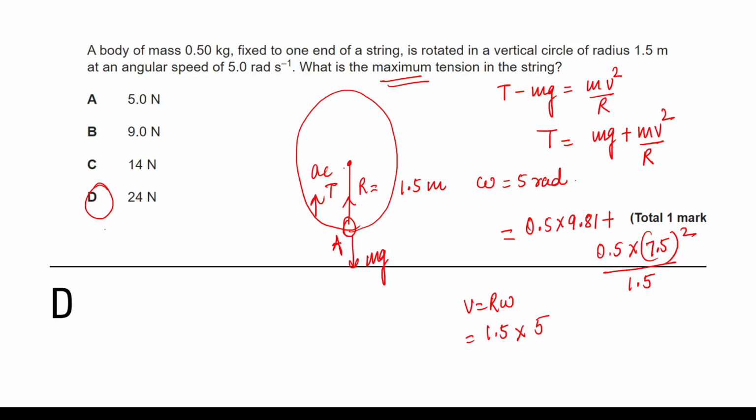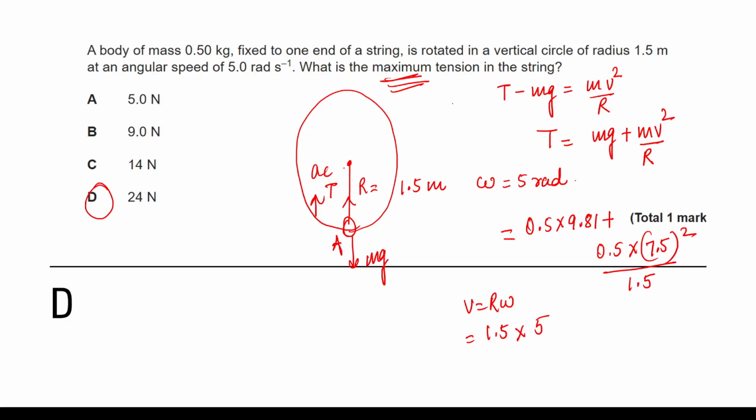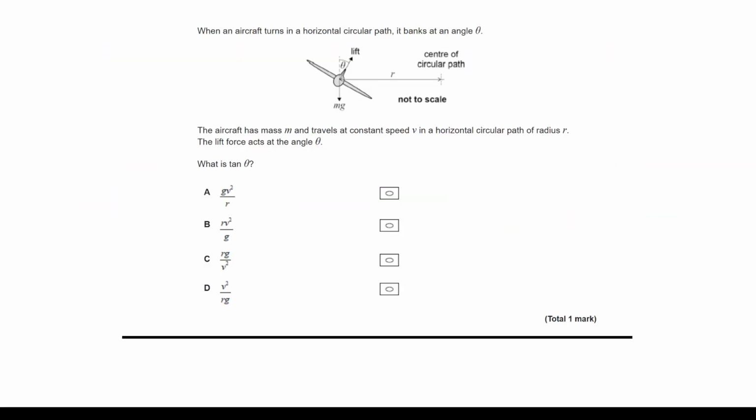Be careful, these words are important. Till now I was just asking for tension, now it's asking for maximum tension. See, in this case it was telling you to find the tension when it is at the bottom. Now it is testing another skill, that you should know that the tension is maximum when it is at the bottom. Okay, let's do this one.